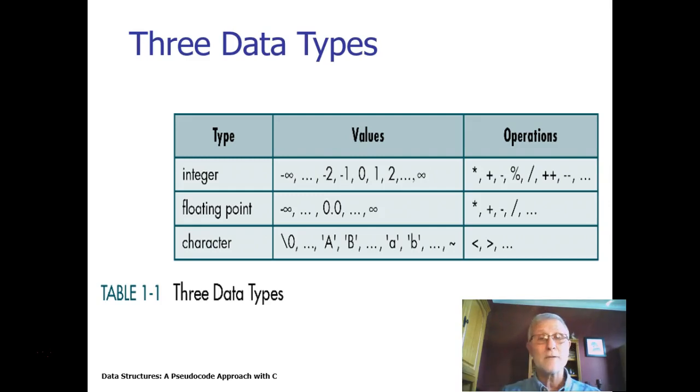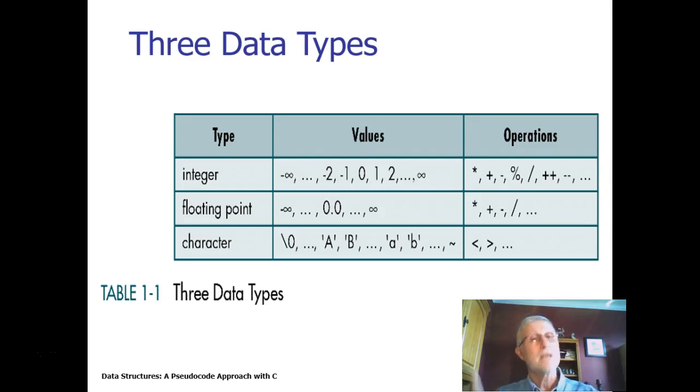Now, floating number means what? I've got decimals, so it can be 0.0, 1.3, 1.7, negative 2.6. And again, what operations can I perform? Multiplication, addition, subtraction, division. So all programming languages will define, based on the data type, what its possible values are and what operations can be performed.